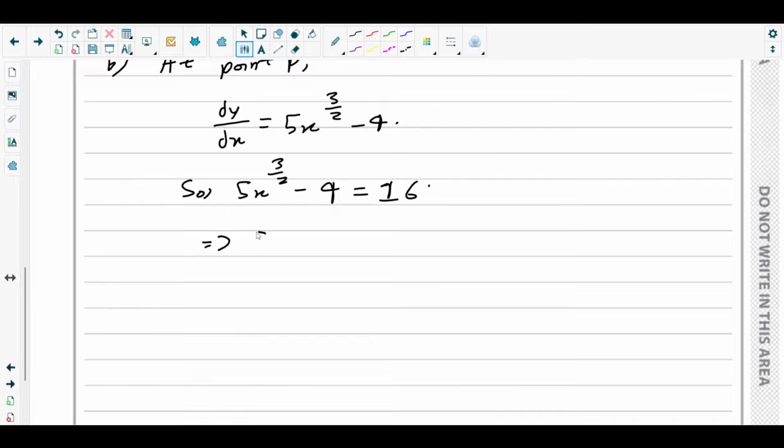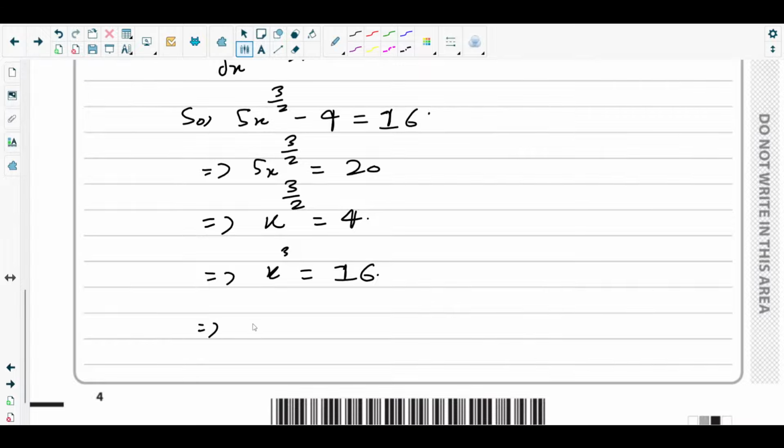So 5x to the power 3 over 2 equals 16 plus 4. If you take the 4 to the right, it will be 20. Then we can divide both sides by 5, and we will get 4. Since it's 3 over 2, we can square both sides so that the 2 in the denominator of the index will go away. So we'll get x cubed equals 4 squared, which is 16. And then we can get the x-coordinate by taking the inverse of the cube.